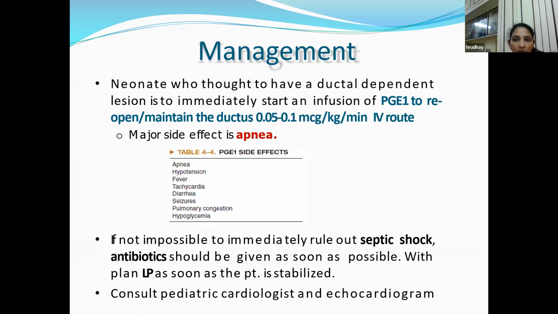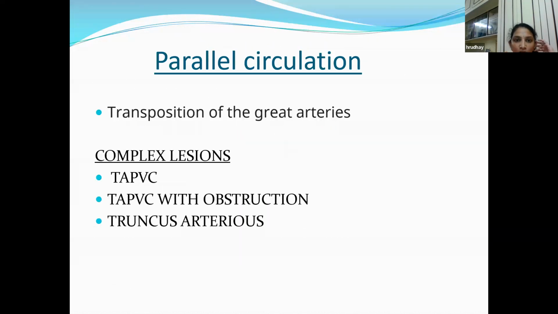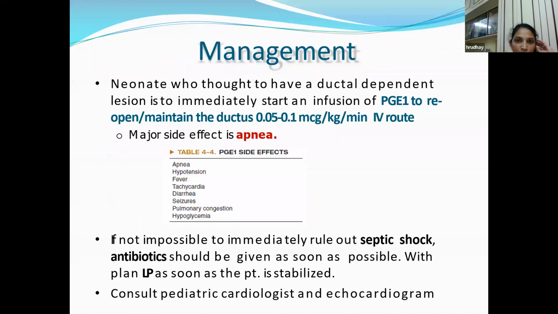So we have some conclusion. This is due to critical congenital heart disease. Then start with the PGE1. As we have already discussed, start the PGE1 at 0.05 to 0.1 mcg per kg per minute IV route as a continuous infusion, and then get an echocardiography. Then comes the diagnosis of whatever systemic obstructive disease we have seen.